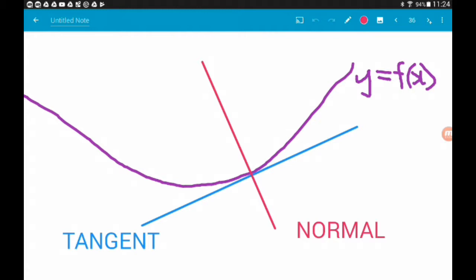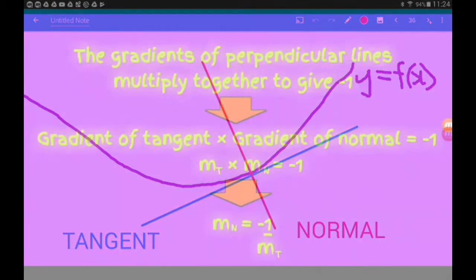Now there's quite a nice little set method of working out equations of tangents and normals. So let's take a peek at that.